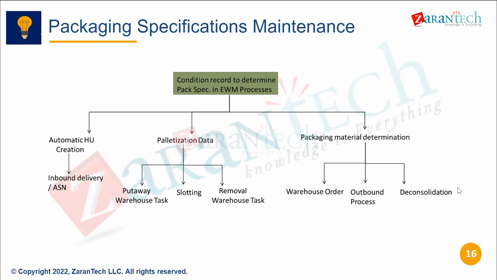Or you might get something in cartons from the external supplier, but in your warehouse you cannot store the cartons loose, you have to put them onto pallets. In that case you put multiple cartons inside one HU. That is called consolidation, and deconsolidation is nothing but taking out the HUs from the higher-level HU.